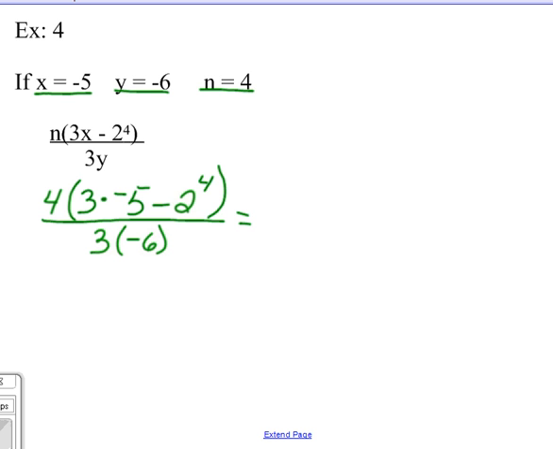PEMDAS. Inside the parentheses, we have a bunch of different operations. We have to follow PEMDAS inside the parentheses. So the first thing we're going to do is the exponents. 4 parentheses, 3 times negative 5, minus, and then 2 to the 4th power is 2 times 2 times 2 times 2, which is 16. Everything else comes over.